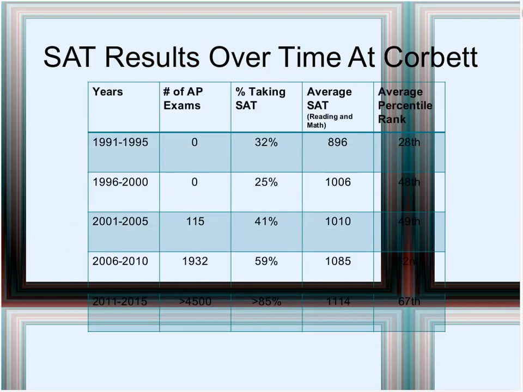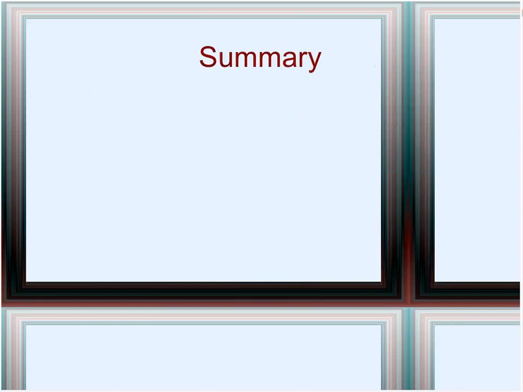You can see that we group our SAT data together over time in 5-year increments. In '91 through '95, only about 1/3 of our kids took the SAT, and then it dropped off to 25%. And we were scoring in the bottom quartile, basically. Now, more than 85% have taken the SAT during the last 5-year period, and the average score is in the 67th percentile. Actually, now it's 100% of the kids take the SAT in Corbett. We give it to them both as a junior and a senior.